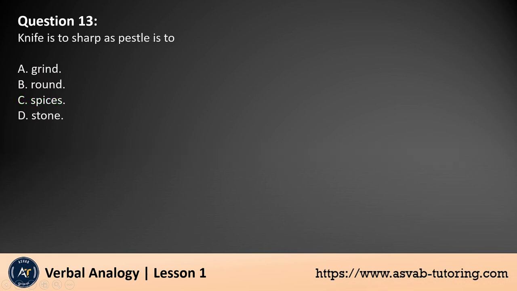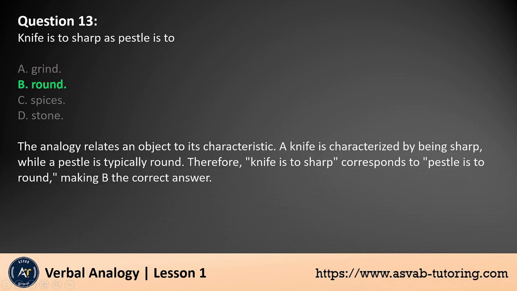Question 13. Knife is to sharp as pestle is to: A. Grind, B. Round, C. Spices, D. Stone. The answer is B. The analogy relates an object to its characteristic. A knife is characterized by being sharp, while a pestle is typically round. Therefore, knife is to sharp corresponds to pestle is to round, making B the correct answer.